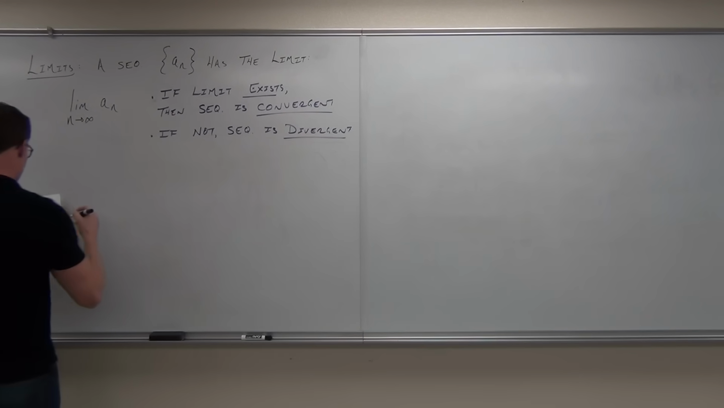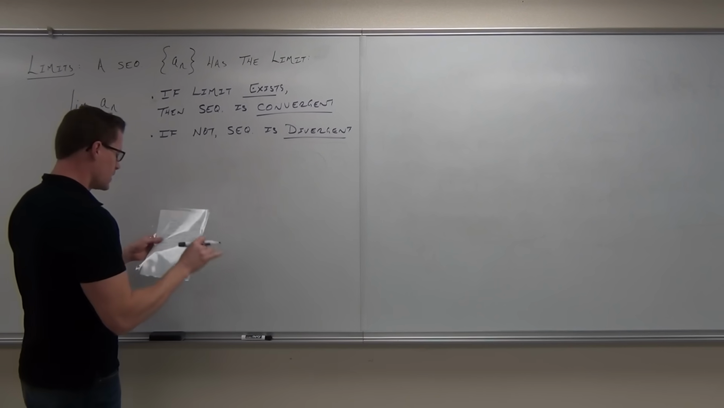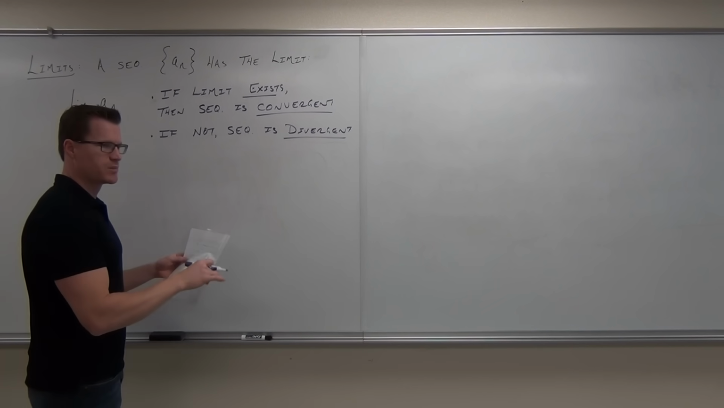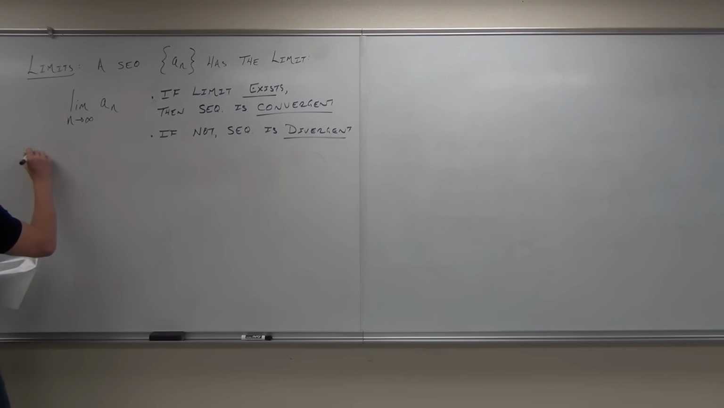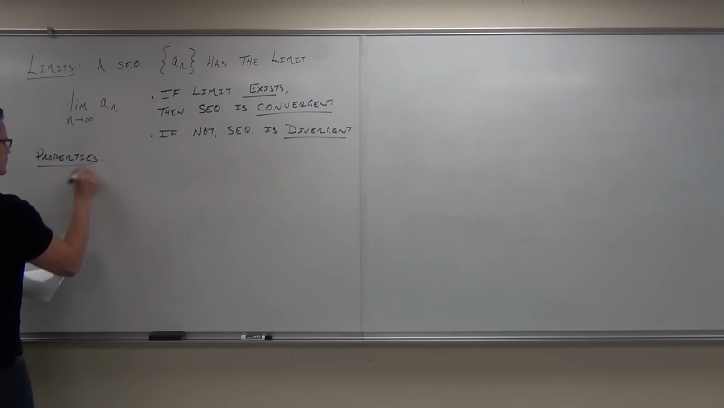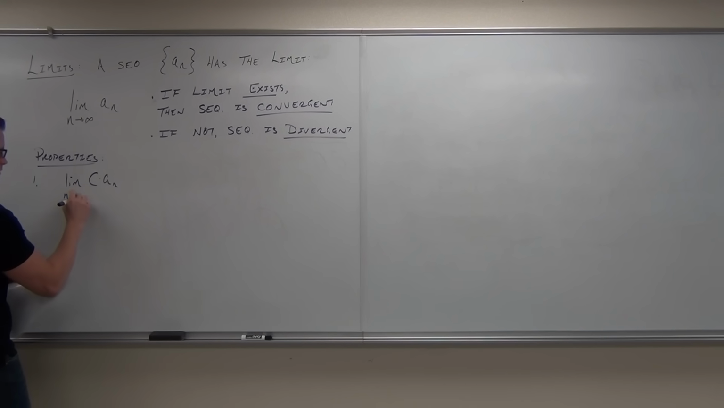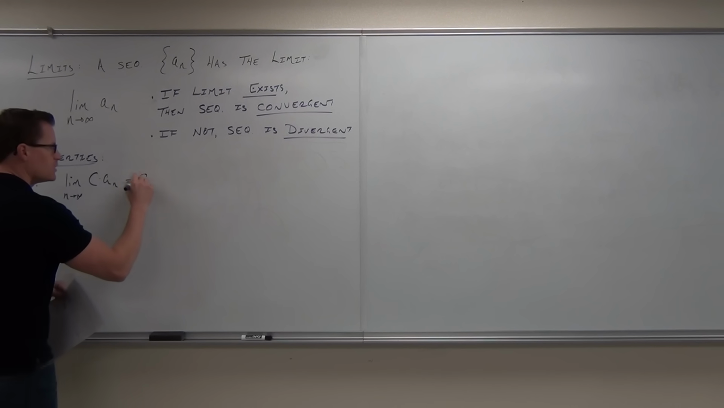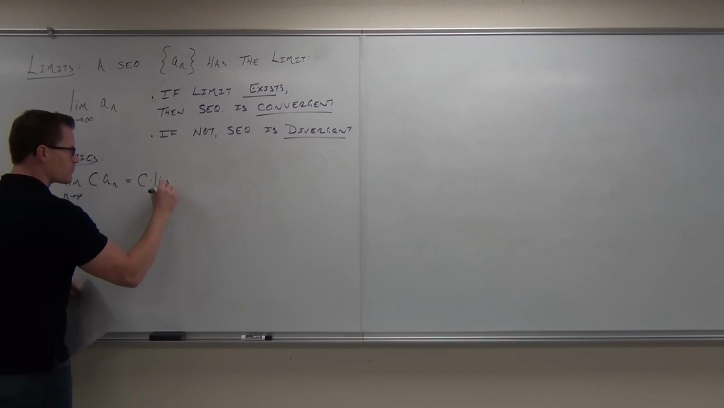Now, the properties of limits. We're going to suppose in each case that the limit of a sub n and the limit of b sub n exist. Here's what we can do with our limits. First one, if you have a limit with some constant times your sequence, anytime you have a constant next to your sequence or whatever your expression is in terms of one variable, in this case n, you can pull that constant in front of your limit.